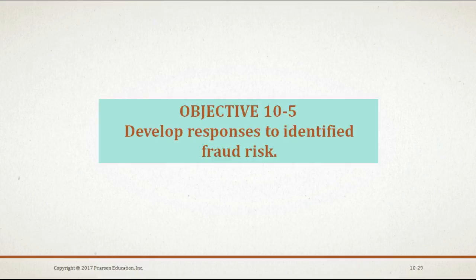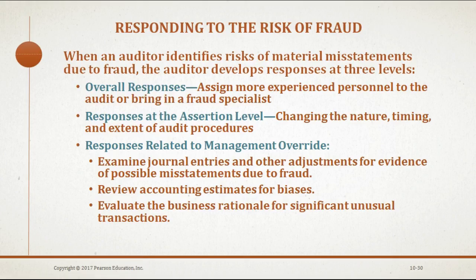Moving on, we will now discuss the auditor's responses to identified fraud risks. When an auditor identifies risks of material misstatements due to fraud, the auditor develops responses at 3 levels: the overall response level, the response at the assertion level, and responses related to management override of internal controls. An overall response to the risk of fraud is to assign more experienced personnel to the audit or to bring in a fraud specialist within the audit engagement.